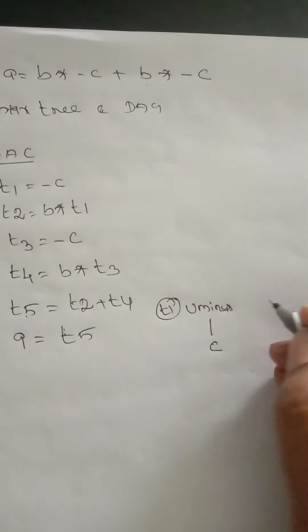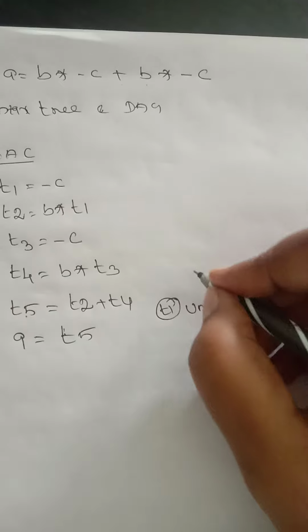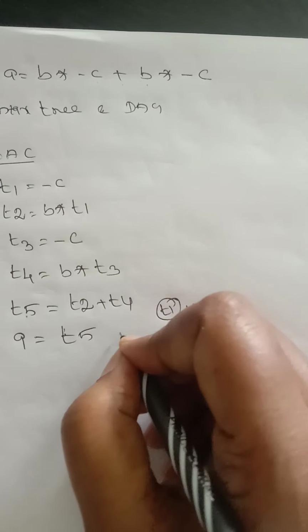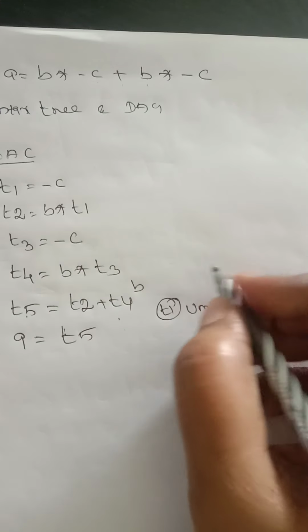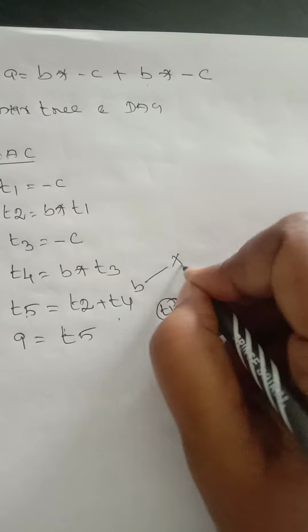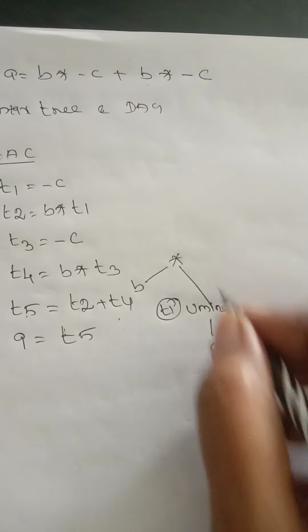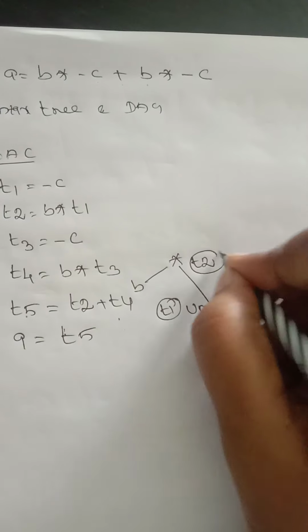Next we construct the tree for t2 equal to b into t1. We already have t1. Here we add b, b into unary minus of c. Now this result is called t2.